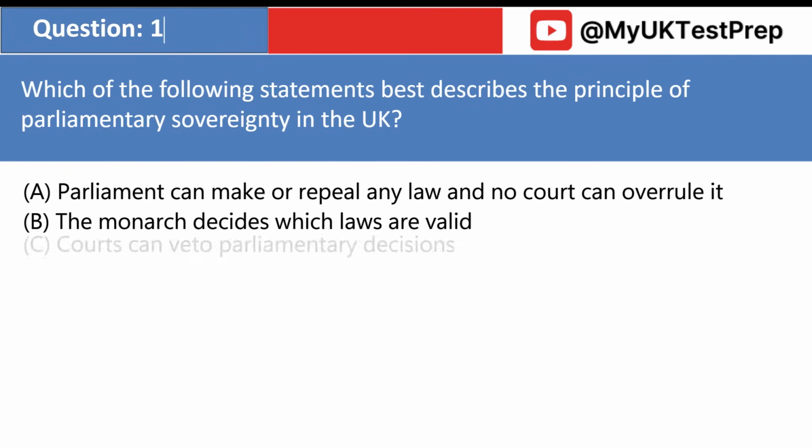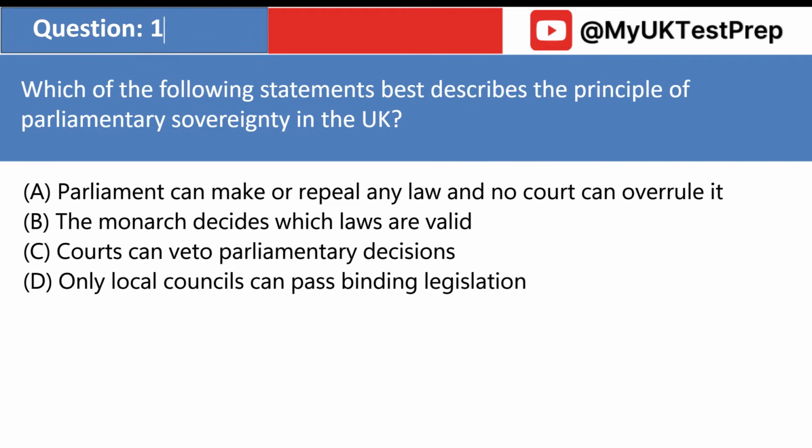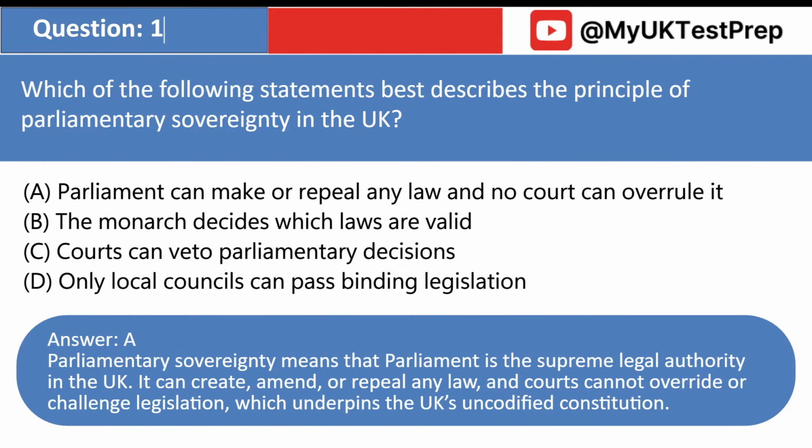Which of the following statements best describes the principle of parliamentary sovereignty in the UK? A. Parliament can make or repeal any law and no court can overrule it. B. The monarch decides which laws are valid. C. Courts can veto parliamentary decisions. D. Only local councils can pass binding legislation. Answer: A. Parliamentary sovereignty means that Parliament is the supreme legal authority in the UK.